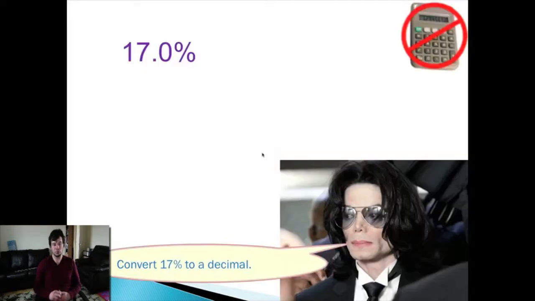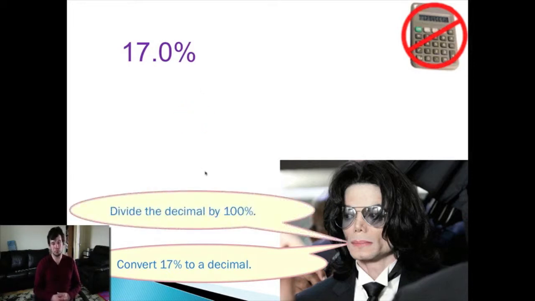Convert 17% to a decimal. So now we've converted from decimals to percentages. We want to go the other way around. Percentages back to decimals. Divide the decimal by 100%.